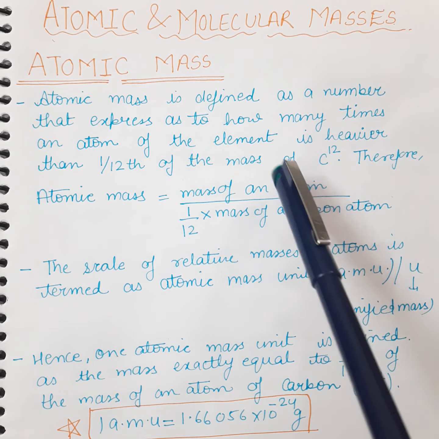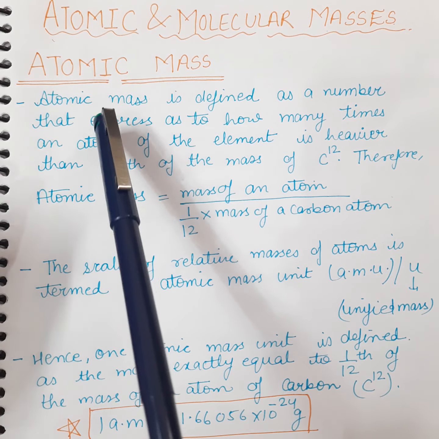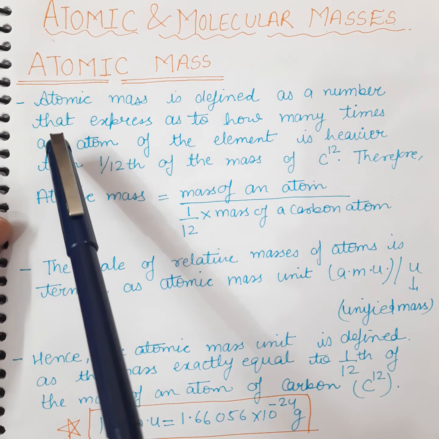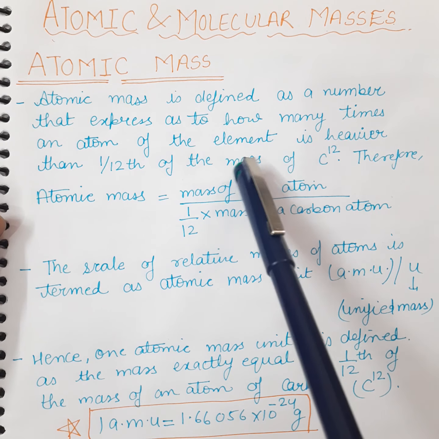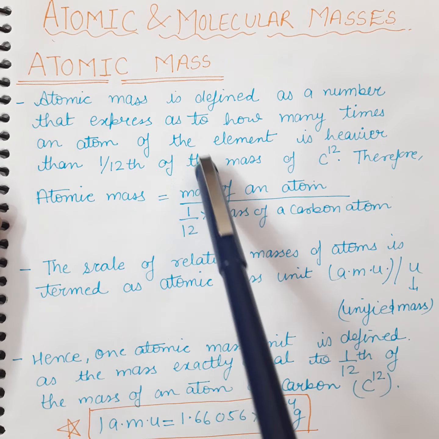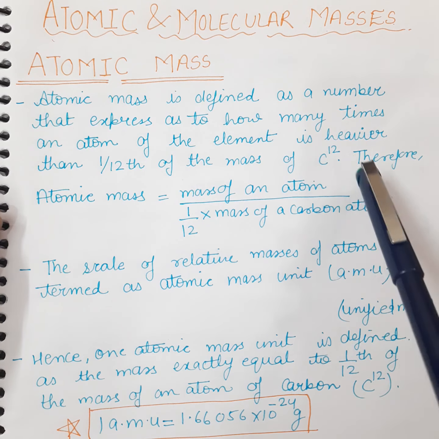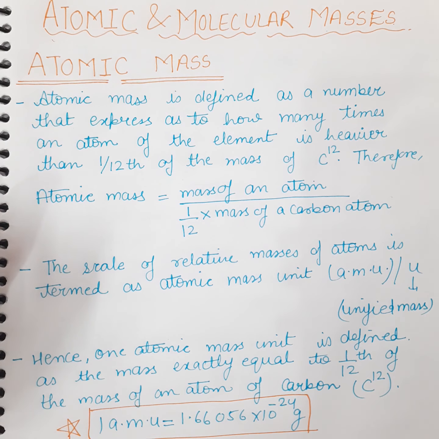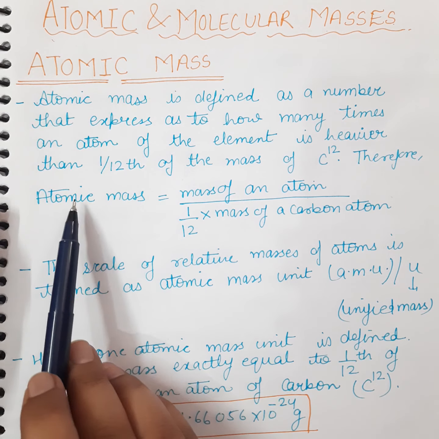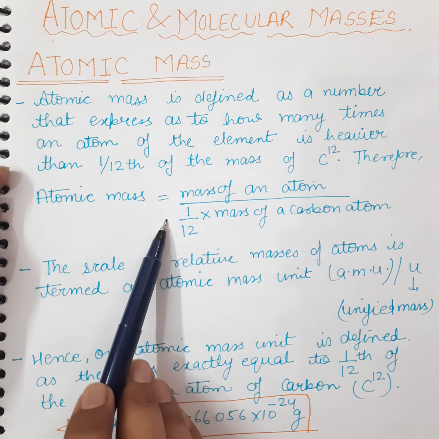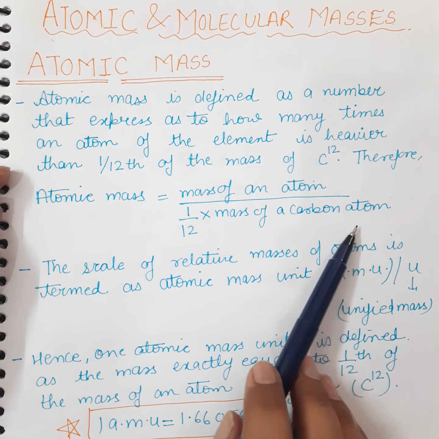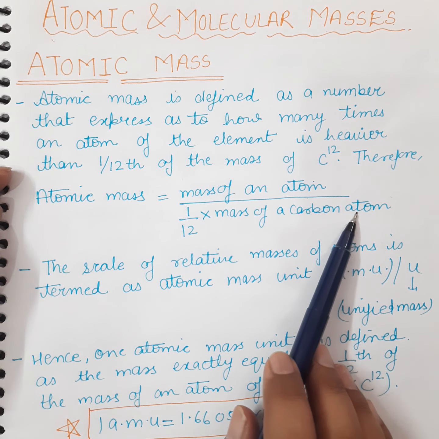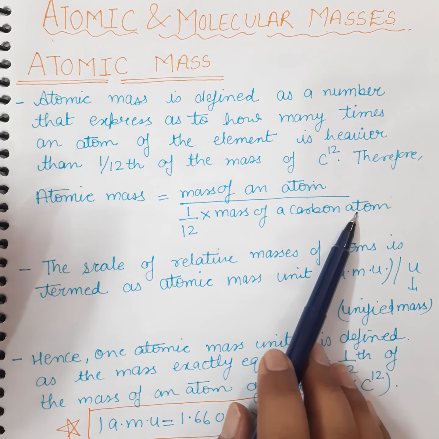The atomic mass is defined as a number that expresses how many times an atom of the element is heavier than 1/12 of the mass of a C12 carbon atom. So to calculate the mass of an atom, this atomic mass is multiplied with 1/12 into the mass of a carbon atom. This mass of a carbon atom is calculated by a spectrometer.